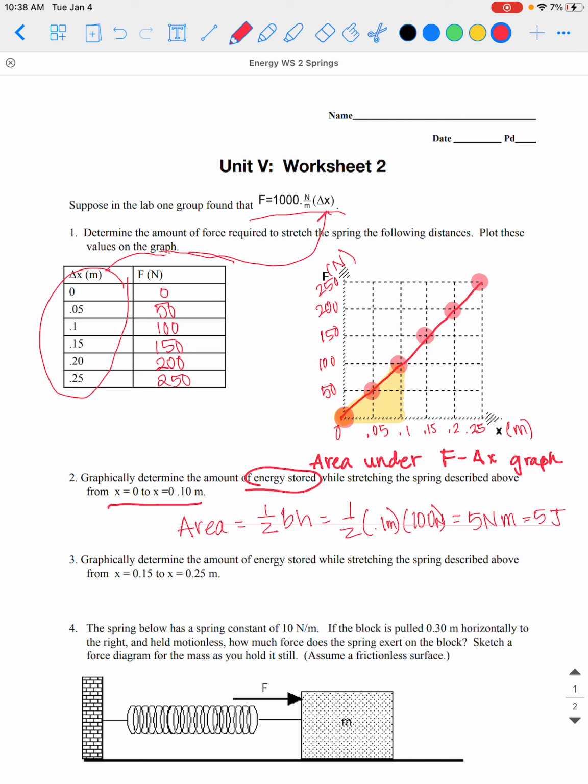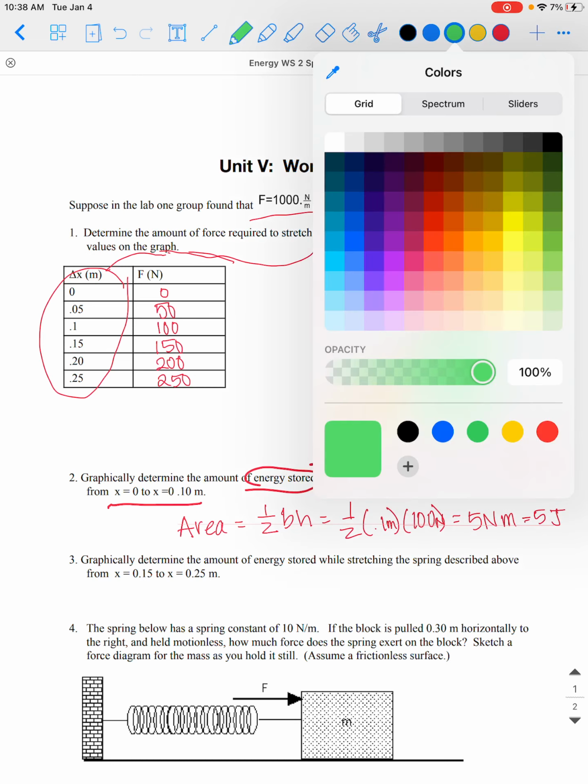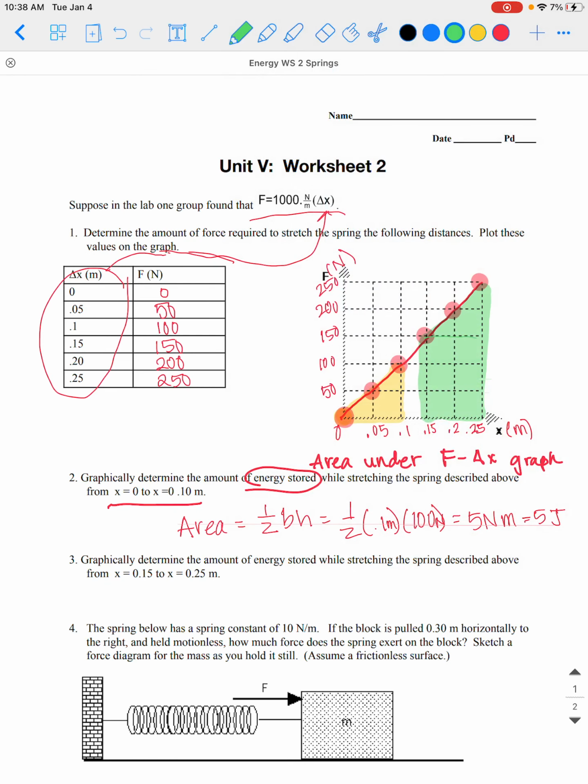Okay, the next one, we are going to find the area under the curve, but this time we're going to find the area between 0.15 to 0.25 meters. This one is a little bit tricky because it's a trapezoid. If you know the equation for the area of a trapezoid, go ahead and use that. But the way I do it is to break it up into a triangle, because that's easy for me to memorize, and a rectangle. So I'm going to do this in two parts.